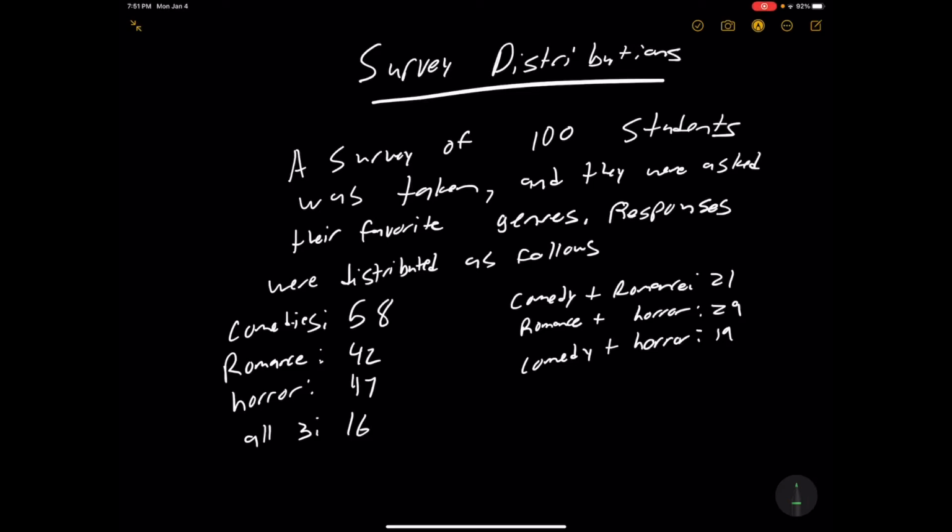Usually when you're taking a Venn diagram and looking at data on it, it's because you took something like a survey or you're taking some type of raw data and trying to organize it. So let's just take a minute and see what that process looks like.